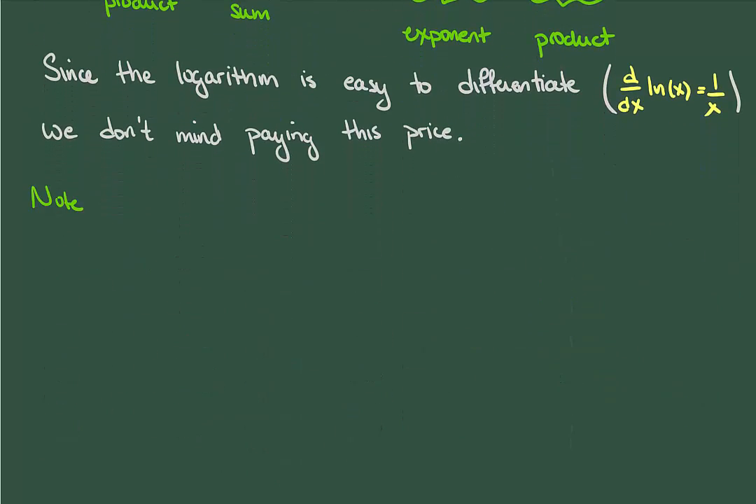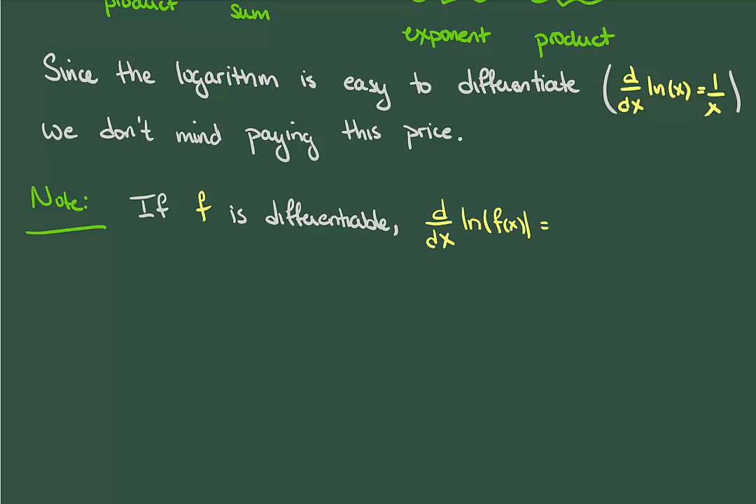And one final note before we start the nitty-gritties, if you are given a differentiable function f and need to find the derivative of ln f of x, then we just apply the usual chain rule to get the following. And it doesn't matter whether f is some abstract function or a concrete function you're actually trying to differentiate, this is a useful formula to remember.